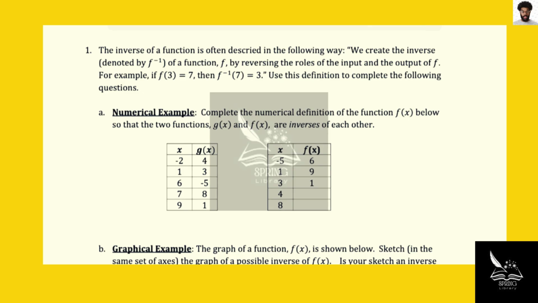The inverse of a function is often described in the following way. We create the inverse, denoted by f to the negative 1, of a function f by reversing the roles of the input and the output. For example, if f of 3 is 7, then f inverse of 7 is 3.